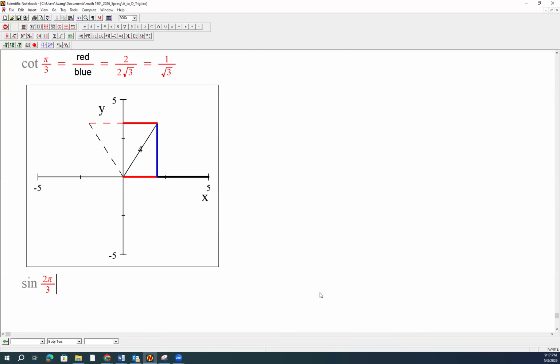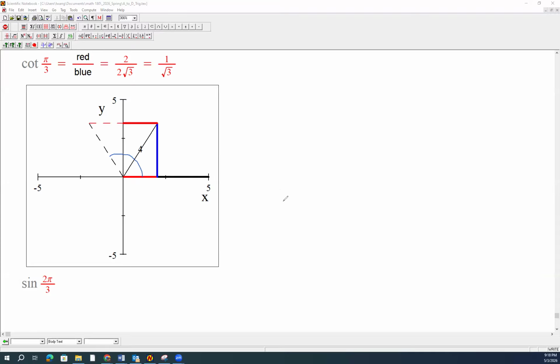Sine 2 pi over 3 is 120 degrees. So it's really 90 degrees plus 30 degrees. When we measure the angle, this is 90 plus 30. So this piece is really the terminal.